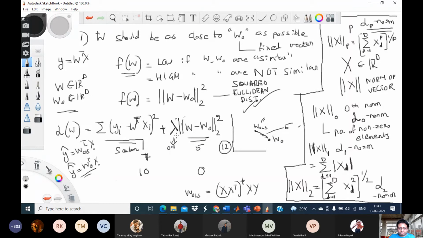So I am setting lambda to be 0.1. That means what? In the first case, the loss that I incurred is 7 plus 0.1 times 5, which is 0.5. So the loss I incurred is 7.5. In the second case, the loss I incurred is 10 plus 0.5 times 0, which is again 10.